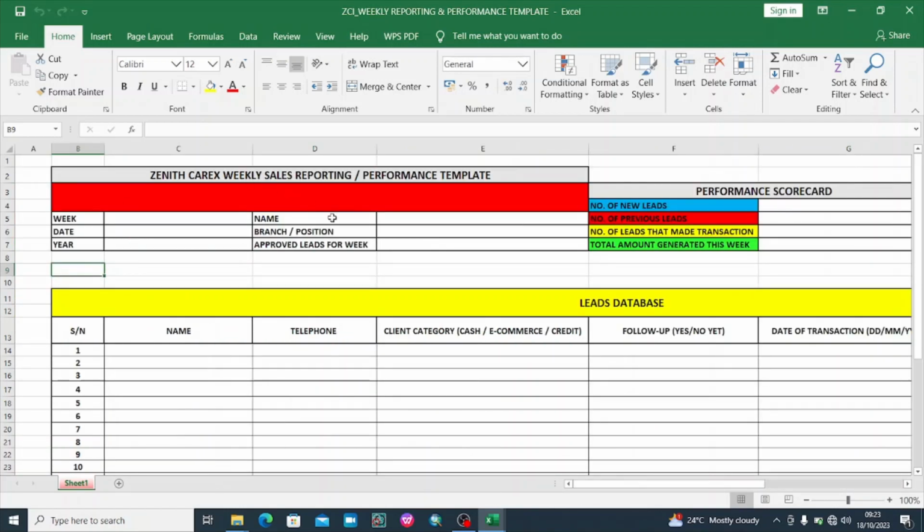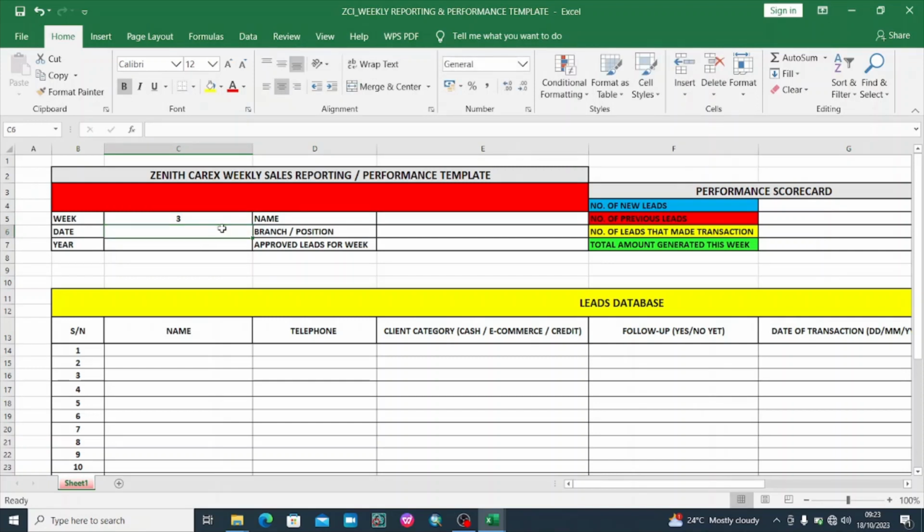This is a Zenith Carex weekly sales reporting and performance template. The week, because this is a weekly thing. Let's say we are in the first week. Like now, this is October, we are in the third week. I'll put 3 here. Okay, can you see?